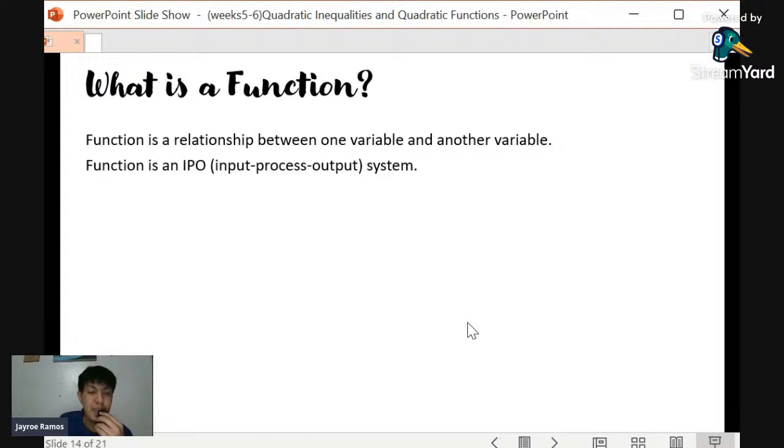Function is an IPO system. Okay? Ano ba ang IPO? So that is input, process, output. So I hope familiar kayo dun sa term na IPO, Input, Process, Output System. So ibig sabihin kapag may input ka, yun yung unang variable mo. So there will be process and then after that, makakapag-produce ka ng output. Okay? So yun yung function.